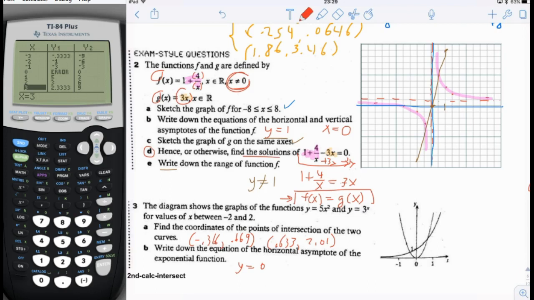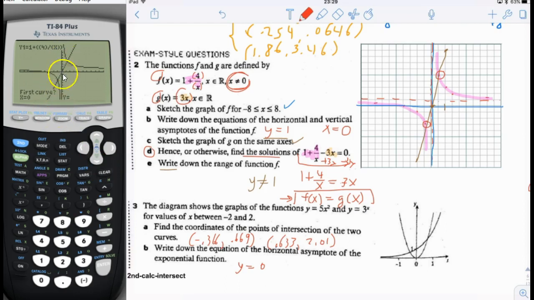So they're saying, when do the functions equal each other? Well, they equal each other when they intersect. So if we find these two intersection points, then we know the answer to D. So actually, all they're asking us, in another way, is where do these two functions intersect? And we know how to do that, especially since we have them both in the calculator. We just do second calc, intersect, and we say first curve.